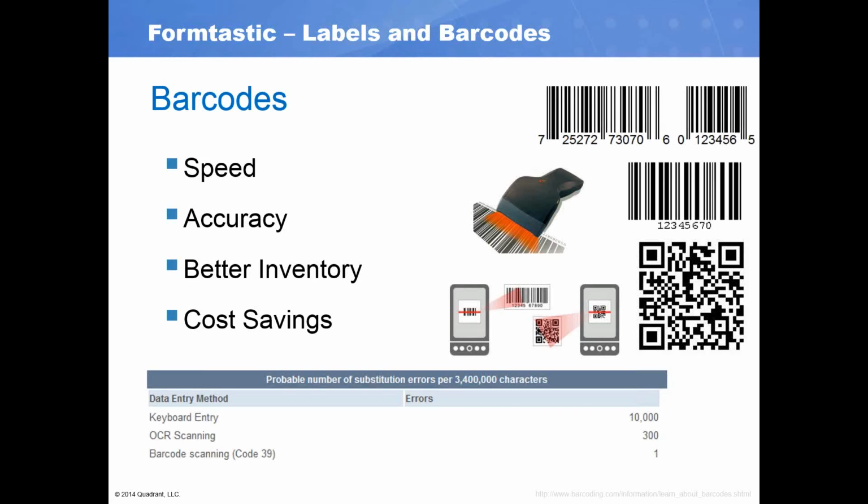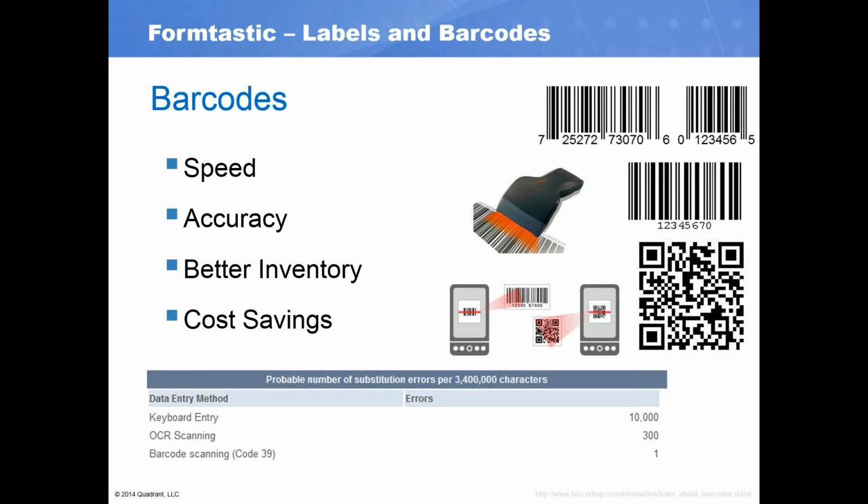And barcodes are also much more accurate than manual entry. According to barcoding.com, for every 1,000 characters typed by a keyboard operator, there's an average of 10 keying errors. Using optical character recognition, you get about 1 error in every 10,000 reads. Now with barcode wand scanners, that gets reduced to 1 error in about every 3 million characters. And with laser barcode scanning, you see about 1 error in every 70 million characters.